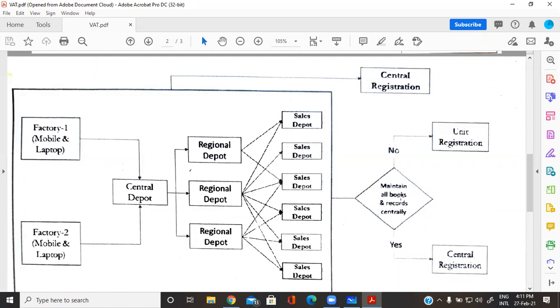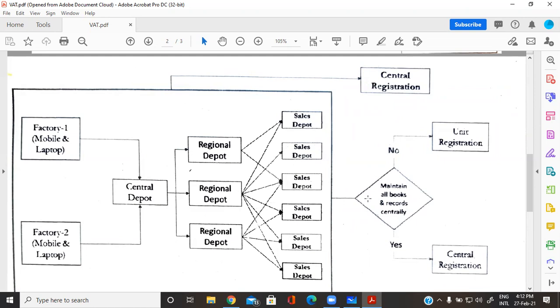All books and accounts and records are maintained centrally. So if I ask you what kind of registration is more suitable for them, should they take the registration for factory one separately, factory two separately, or should they take a single registration? Which one will be more favorable for them? So if they take the single registration.